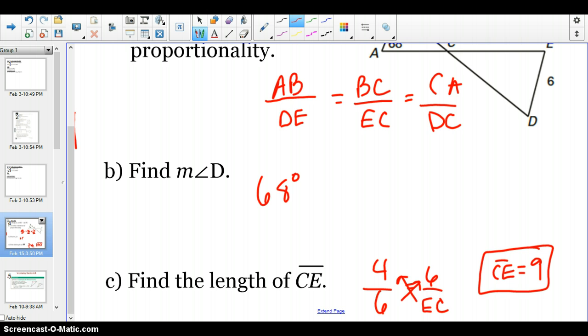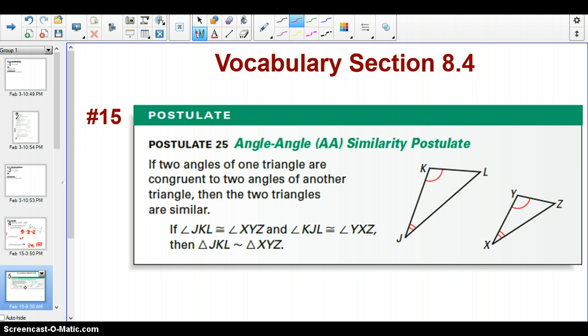Okay, before we look at the first example, this isn't in your notes, but I want you to read this postulate. We're going to find some easier ways to prove two figures are similar. One of the shortcuts to show that two triangles or two figures are similar is called the angle-angle similarity postulate.